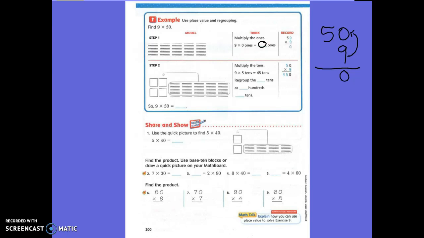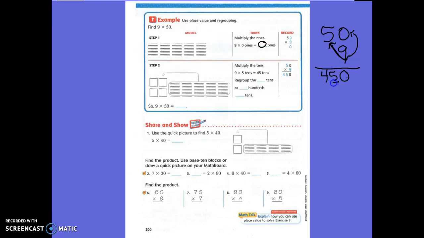Here is the tricky part. Step 2. You multiply the 10s. This is how multiplication is different than addition. You're not done with this bottom 9. You have to do 9 times 5 now. You did 9 times 0 and put it right there in the ones place. Now it's 9 times 5. What is 9 times 5, guys? 45. So you have 45 10s. So we're going to regroup these 10s.